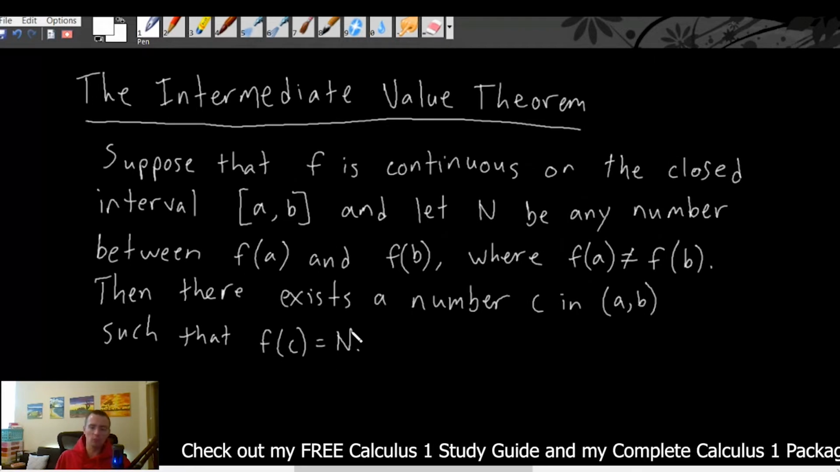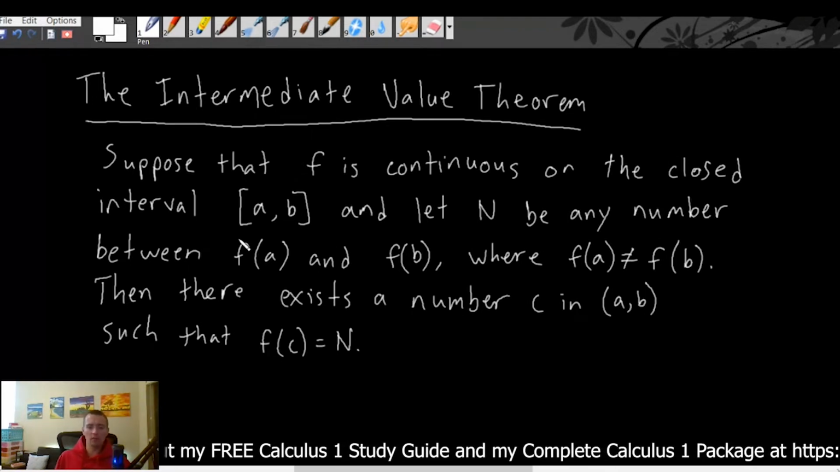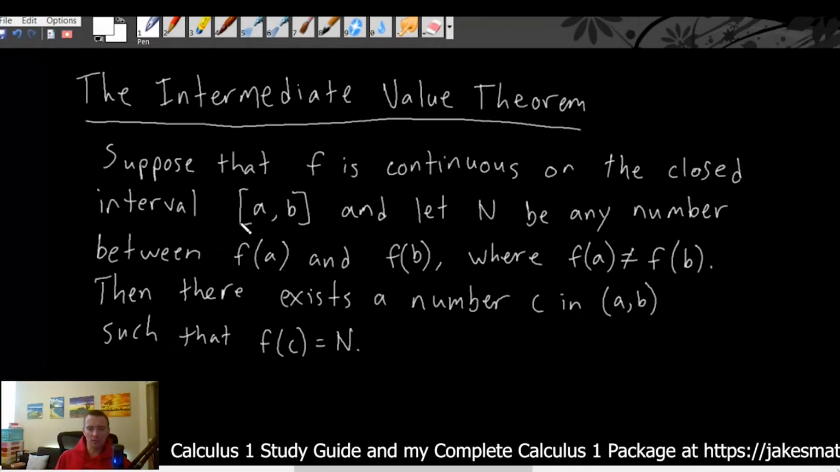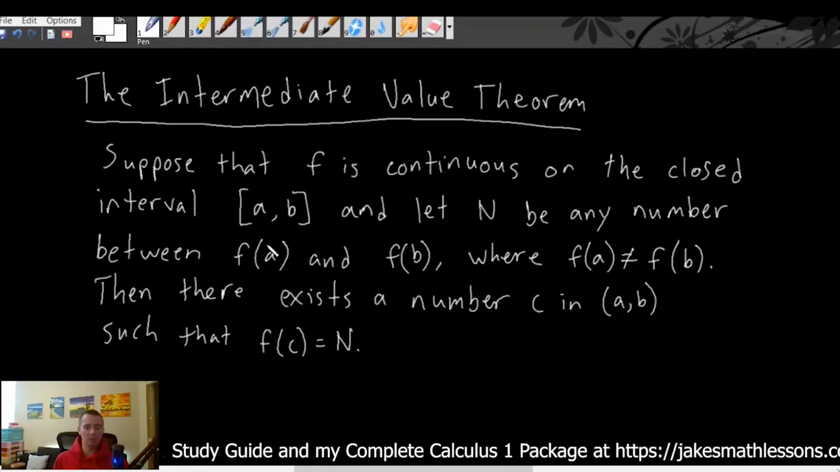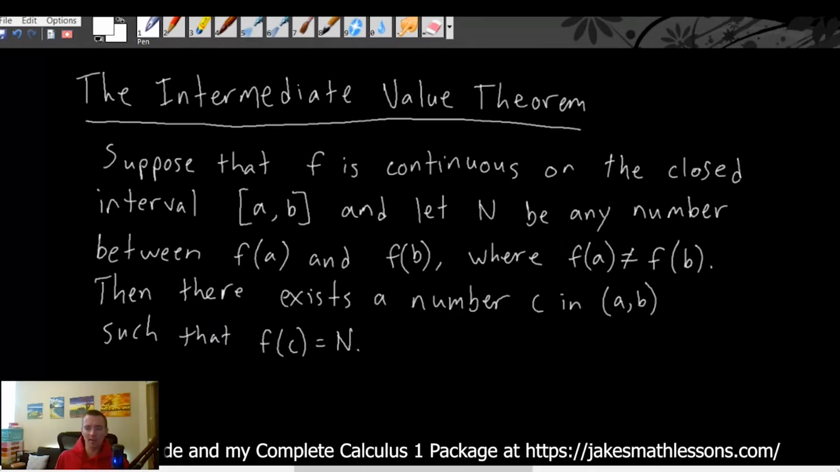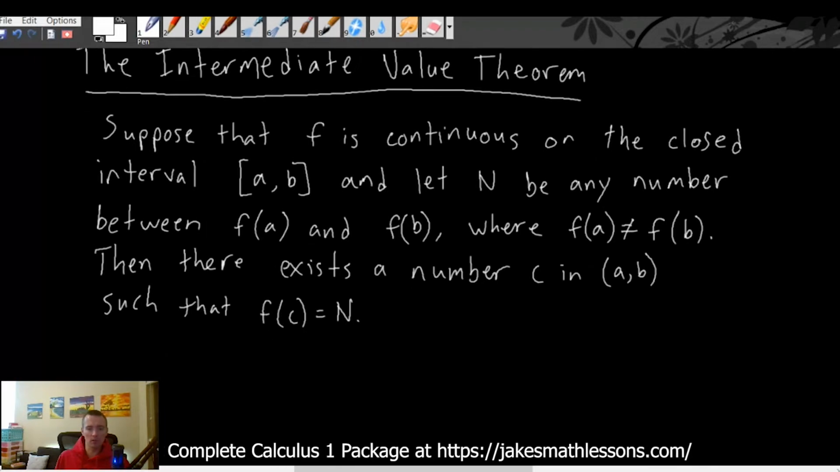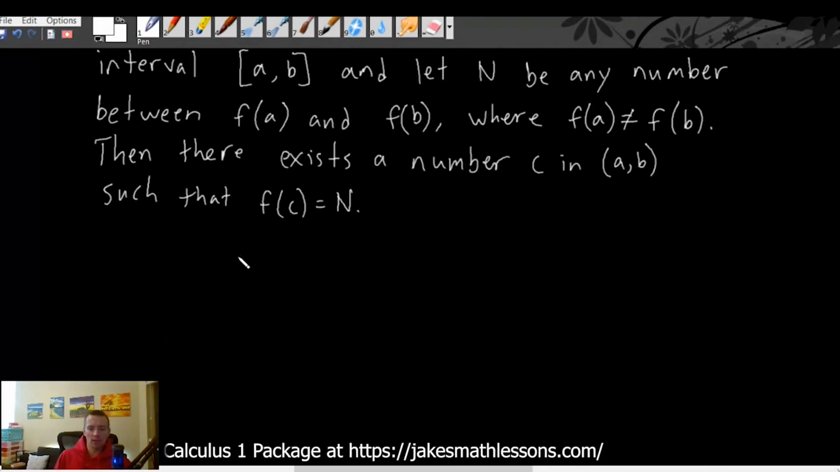So what does this mean? Well, really all this is saying is we have some continuous function f, which is continuous on an interval. It doesn't have to be continuous everywhere, but we need to make sure that it is continuous on some closed interval, where let's actually show what this looks like graphically. That's probably going to be the easiest way to make sense of this.